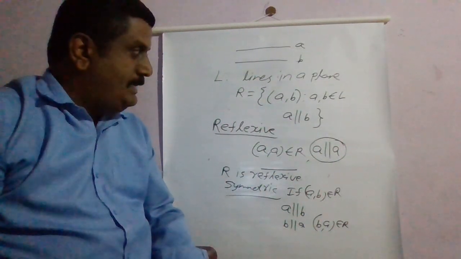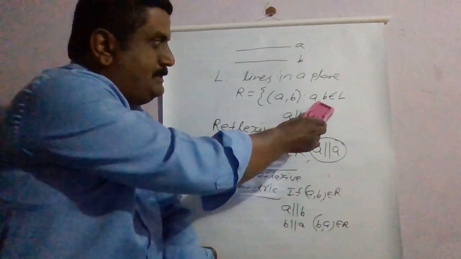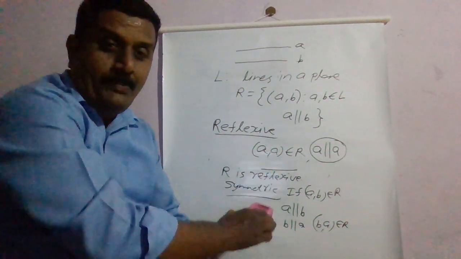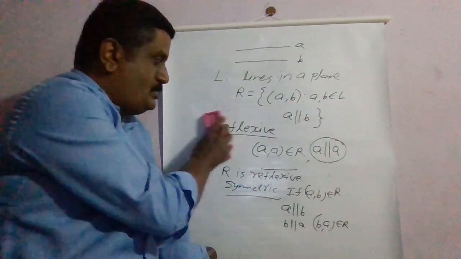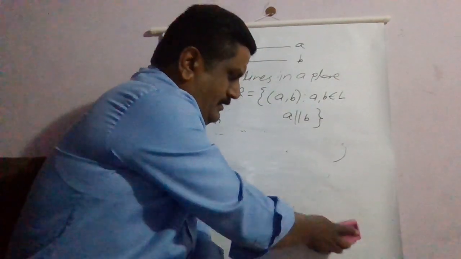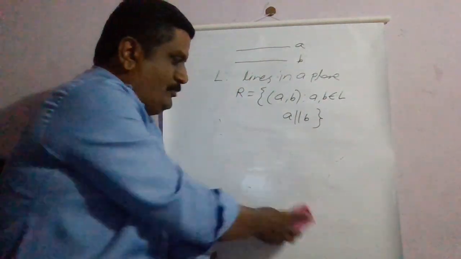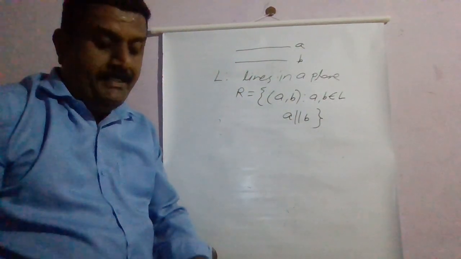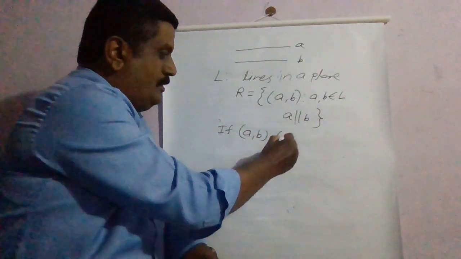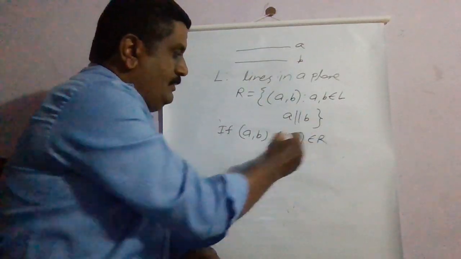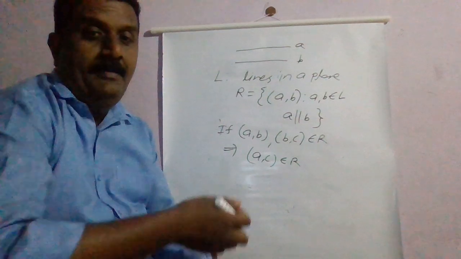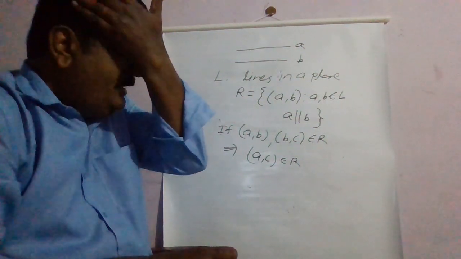So this relation R, ordered pairs AB such that AB belongs to L, A is parallel to B, is symmetric as well as reflexive. Next, you have to check whether it is transitive. If it is transitive, what is the condition? You have to remember the condition of transitivity: if AB, BC belongs to R, then AC should be there. So if AB and BC belong to R, then AC must be in that relation.